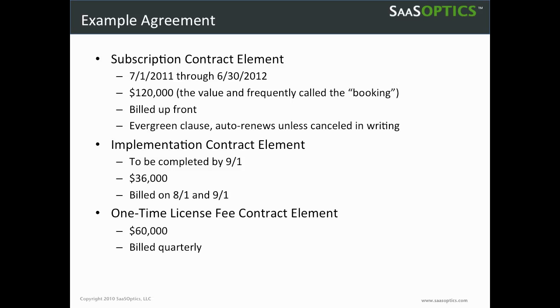We've agreed in the contract that this is going to be billed up front, and just for purposes of being kind of thorough, there's an evergreen clause in here that will auto-renew this subscription contract element unless it's canceled in writing. Okay, so that's element one.